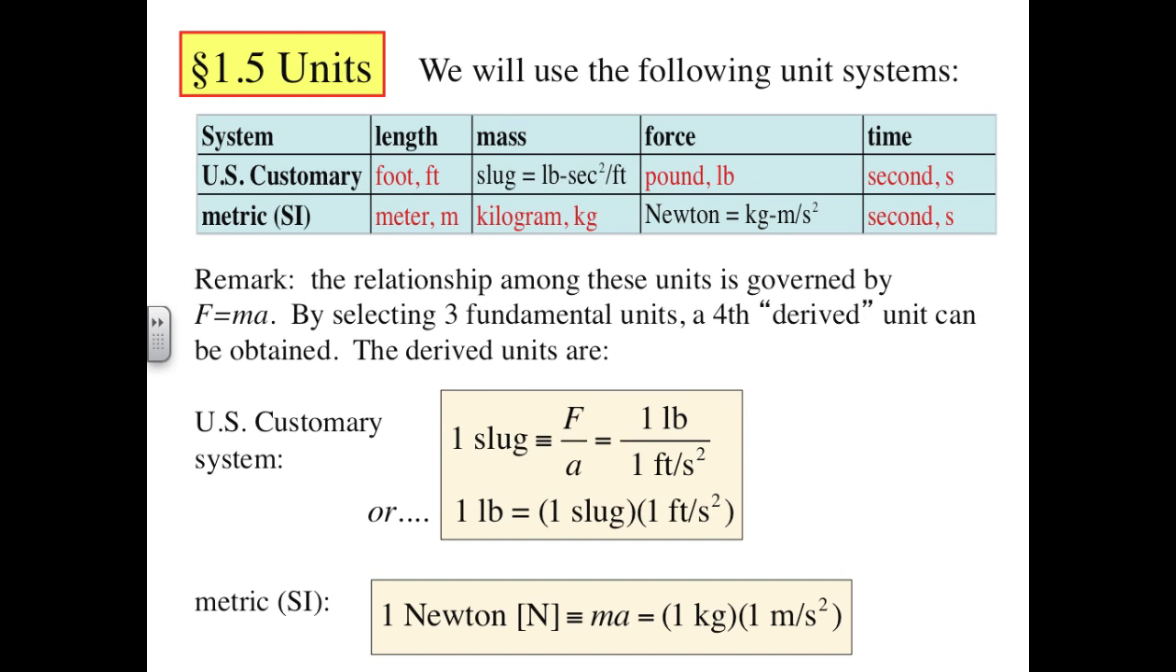There are two systems of units we'll encounter as we solve problems in statics: English or US customary units and metric or SI units. Because our governing equation, F equals ma, is inferred from observation and not derived from something more fundamental, one of the four physical quantities implied by F equals ma must be derived from the other three.